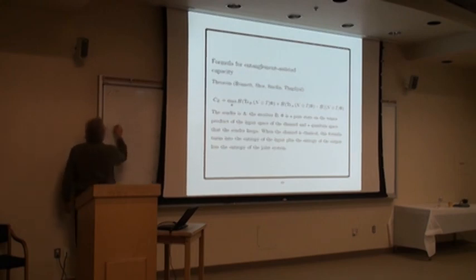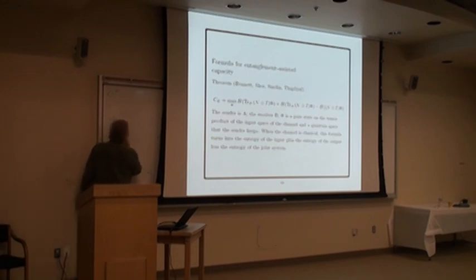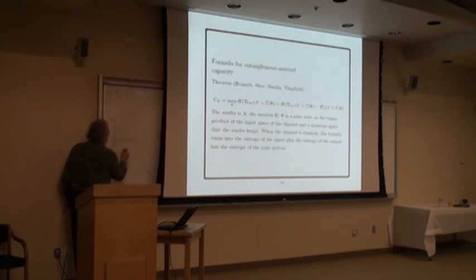So here's the sender. And the sender is going to have a reference system, P, and a system A, which she puts in the quantum channel. And then the quantum channel takes that. So before the quantum channel, the state is in R.